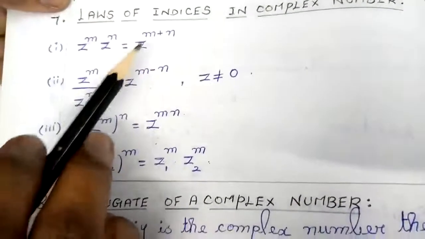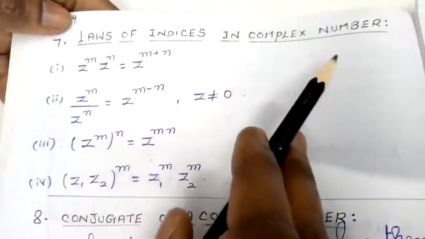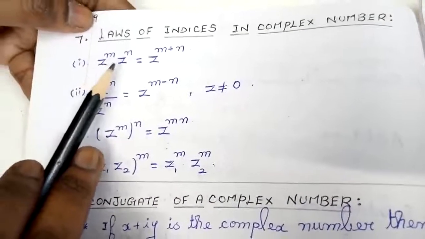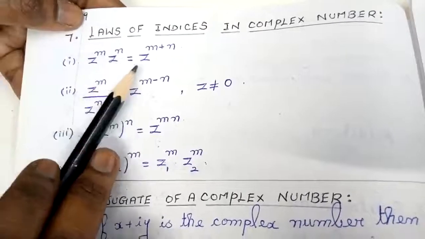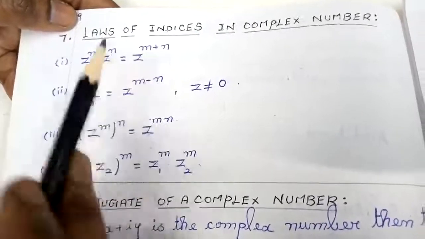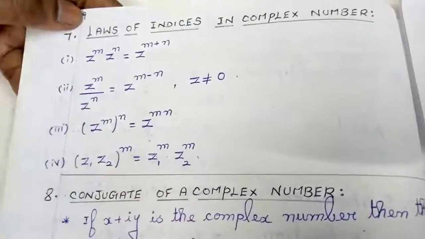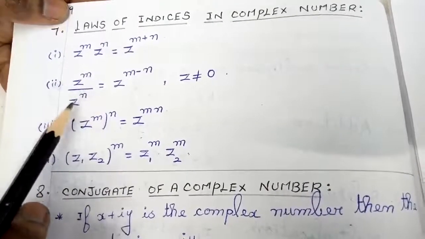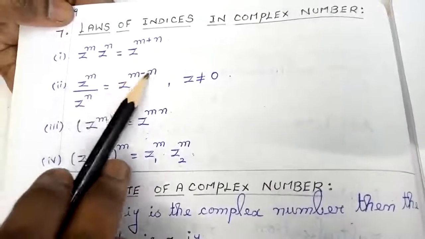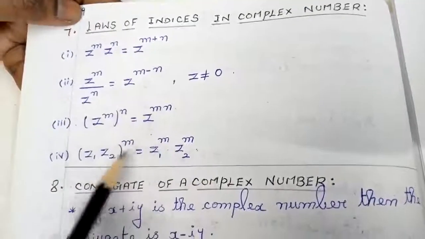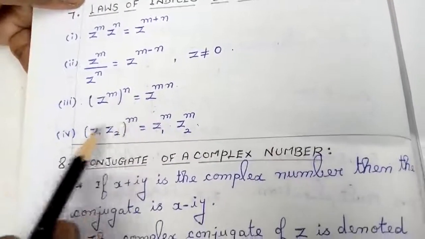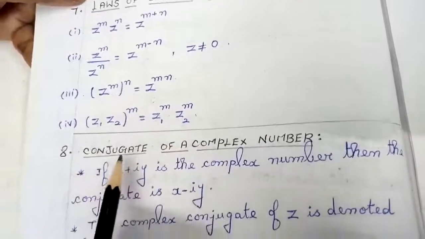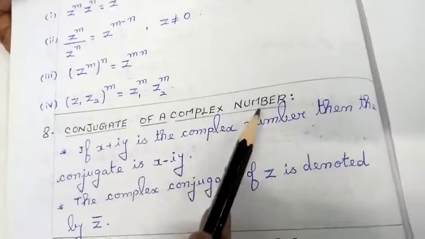Seventh one, laws of indices in complex numbers. They give you some conditions, that is z to the power m into z to the power n is nothing but z to the power m plus n. Similar to the basic power rules. So z to the power m divided by z to the power n means z to the power m minus n. Multiplication, similarly you can bring the powers inside the complex number. That is the concept.